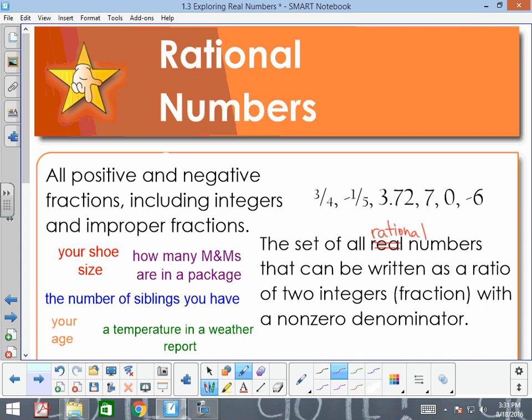So the rational numbers could be your shoe size, how many M&Ms are in a package, the number of siblings you have, your age, and a temperature in a weather report. So those are some examples of rational numbers. Rational numbers is our biggest set. It includes the whole numbers and the integers. Also, all your fractions and decimals that can have equivalent fractions.